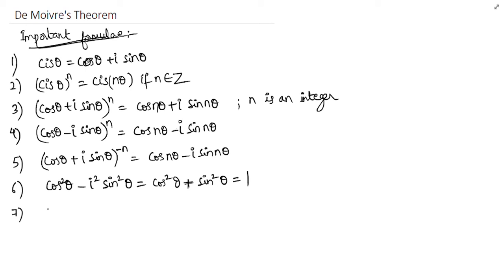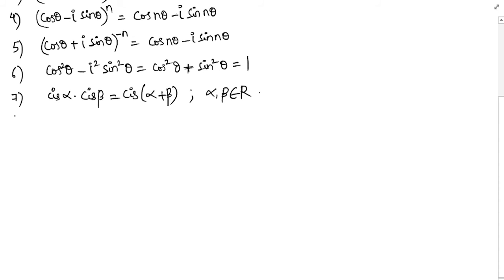So then the seventh one, cis alpha or cis theta, anything. So cis alpha into cis beta can be written as cis (alpha plus beta). Here the condition is that alpha and beta should belong to R, that is real numbers. So now we'll move on to the eighth formula.